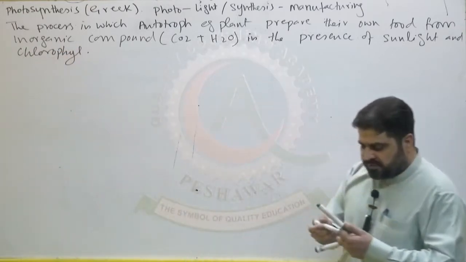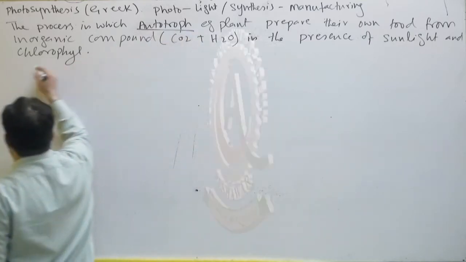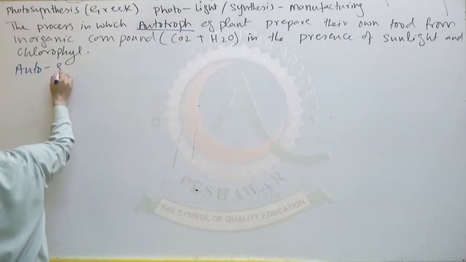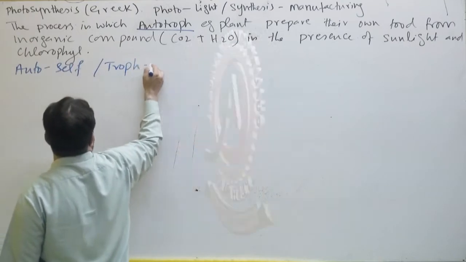Here we have used the term autotroph. So what is meant by autotroph? Auto means self, and troph means nourishment.